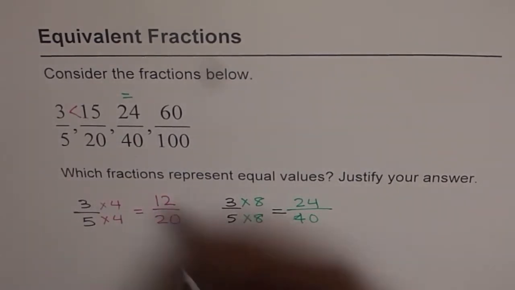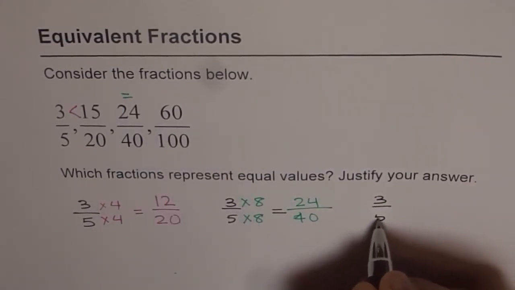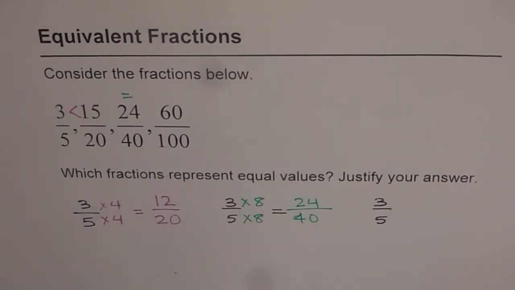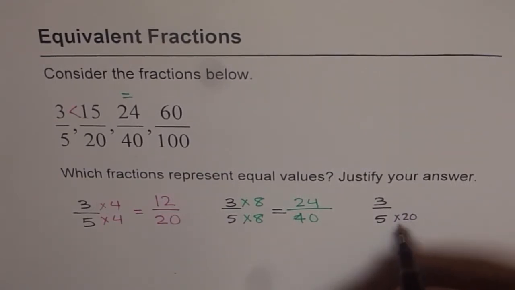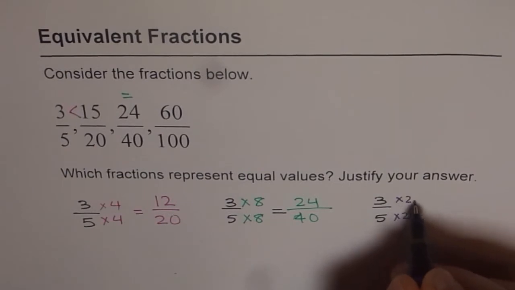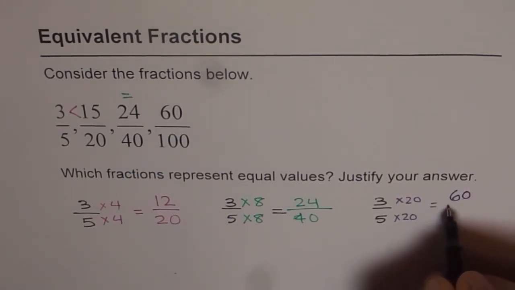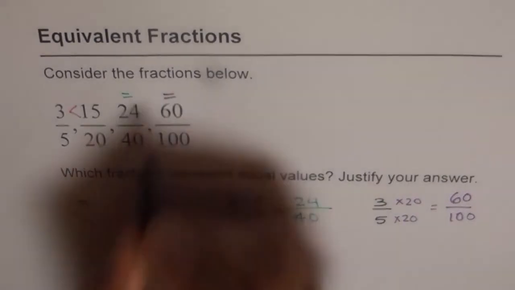Now let's check with the last one. The last one is 60 over 100. So let's start with 3 over 5 and see how I can get 100 from 5. I need to multiply this by 20. Remember, 20 nickels make $1. That is how you can correlate. So let's multiply both numerator and denominator by 20. What do we get? We get 60 over 100. Perfect. That is exactly the same.